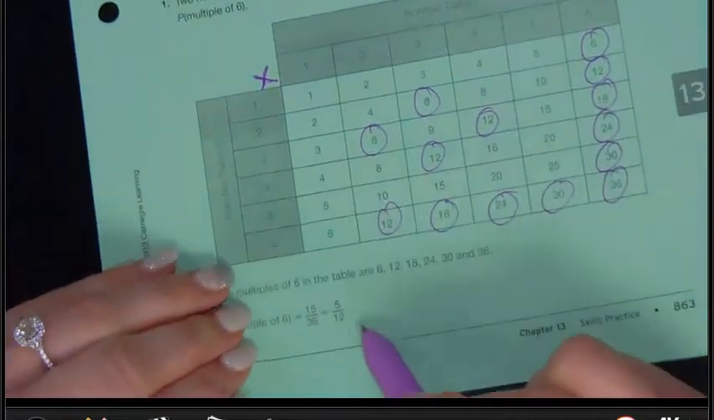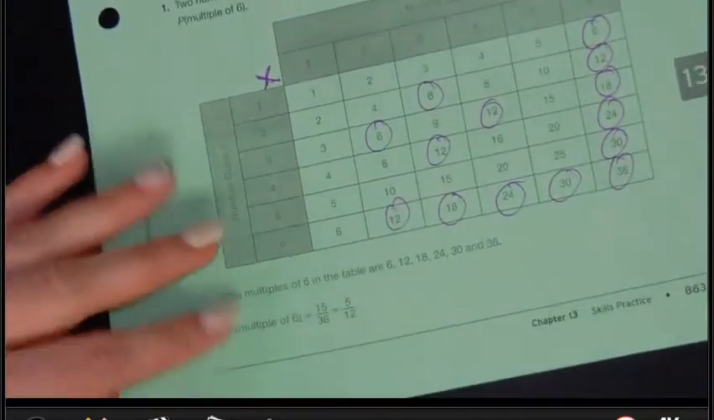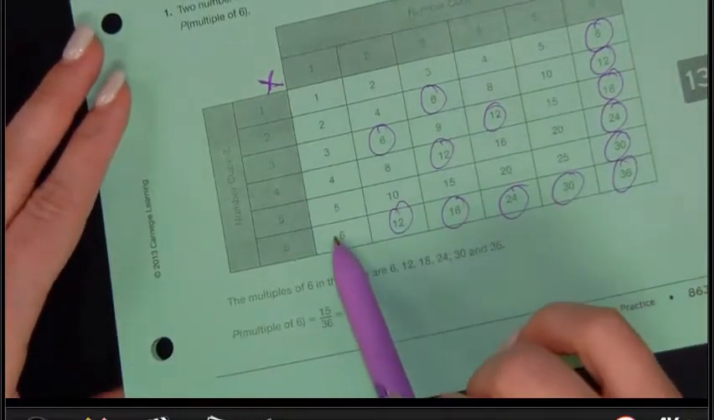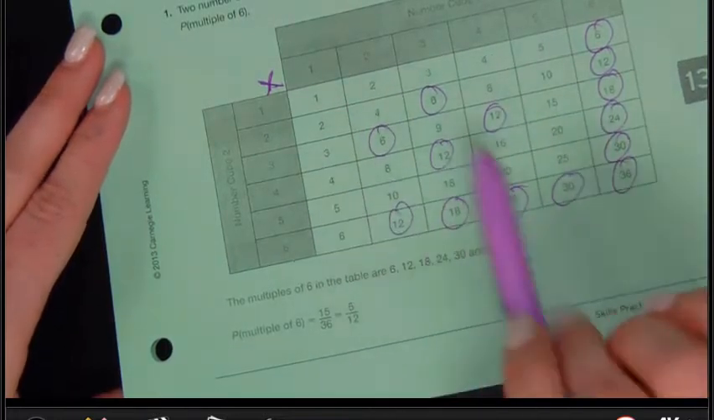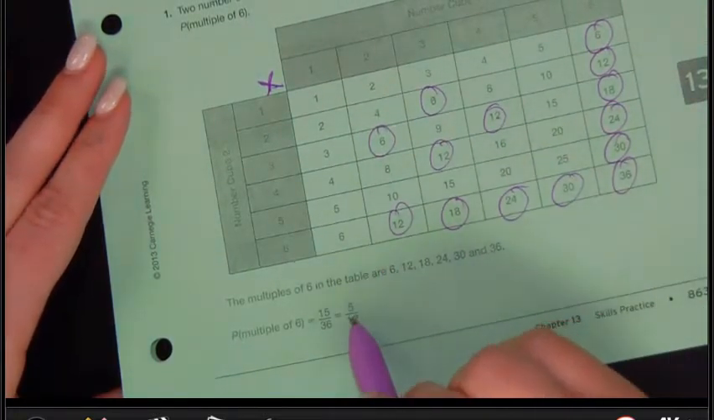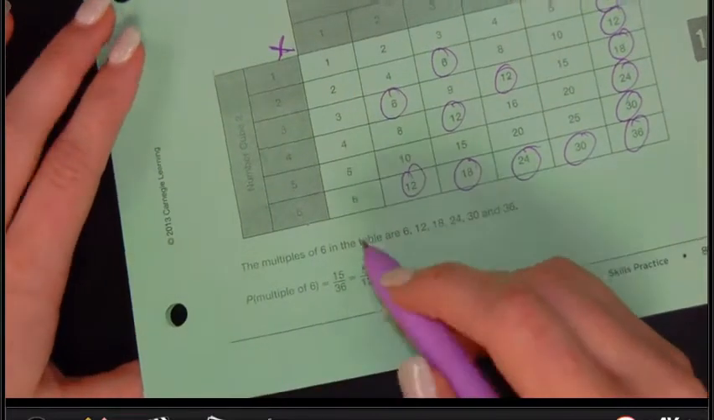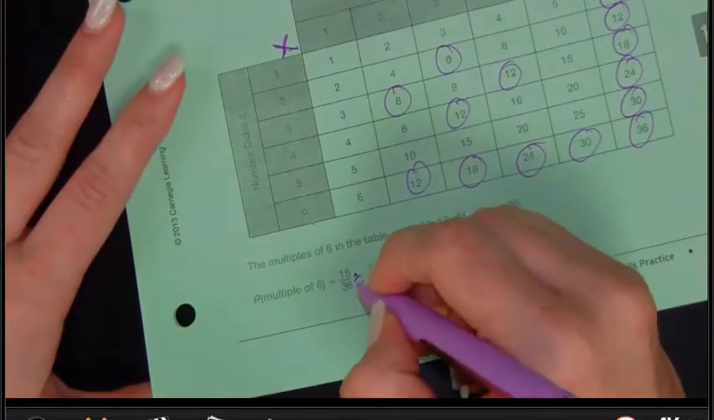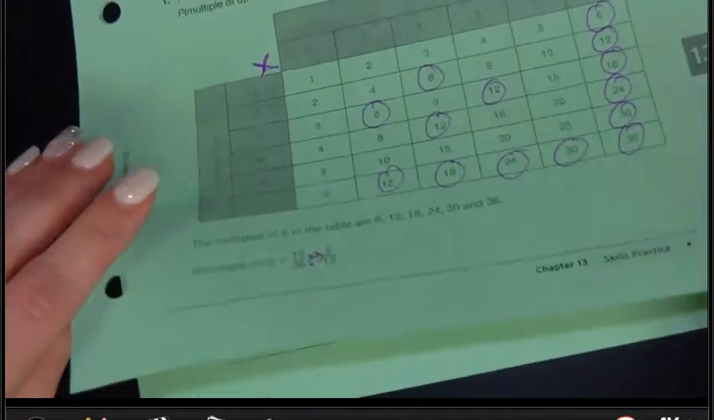And it looks like it was 15 out of a total of 36. Well, now you're like, Ms. Roberts, how did they get to 36? I have 6 choices here, 6 choices here. Well, 6 times 6 gets me a total of 36 possible outcomes, to give me 15 out of 36. And I can divide both of these by 3 to get me down to 5 out of 12.